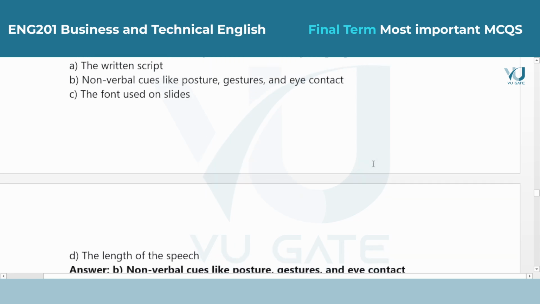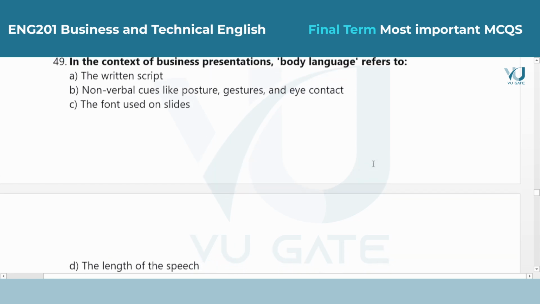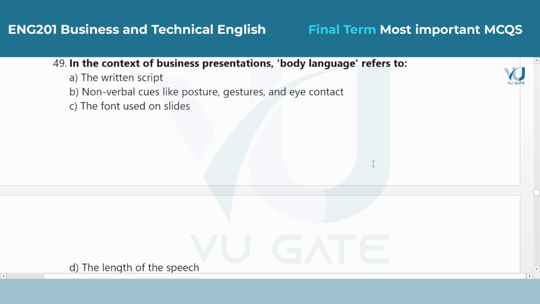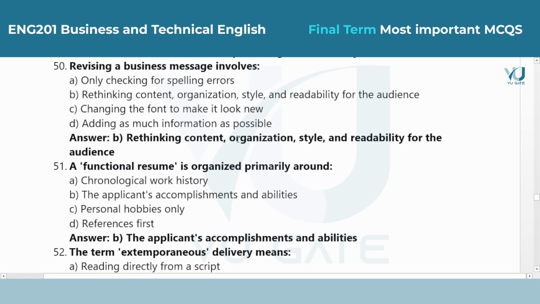49. Question. In the context of business presentations, body language refers to. Answer. B. Nonverbal cues like posture, gestures, and eye contact. Concept. Nonverbal communication can often be more powerful than words in establishing confidence and trust.